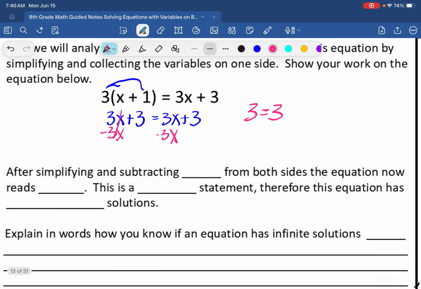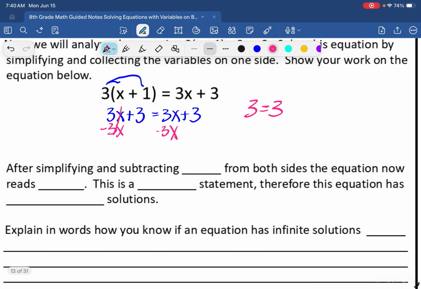So after simplifying and subtracting 3x from both sides, the equation now reads 3 equals 3. This is a true statement. Therefore, this equation has infinite solutions. Explain in words how you know if an equation has infinite solutions. If my variables cancel out and I'm left with a true statement, my equation has infinite solutions.